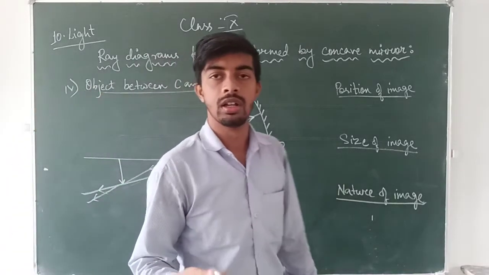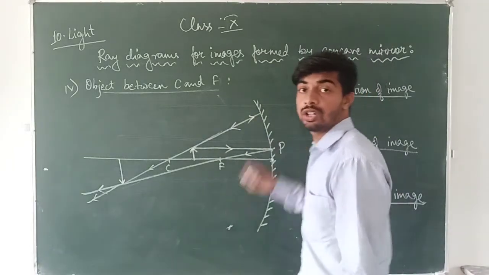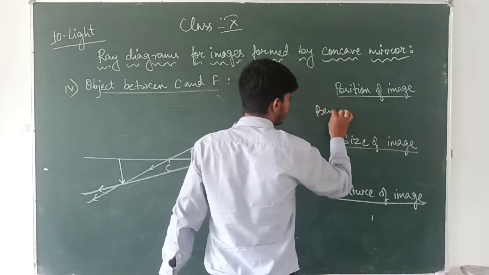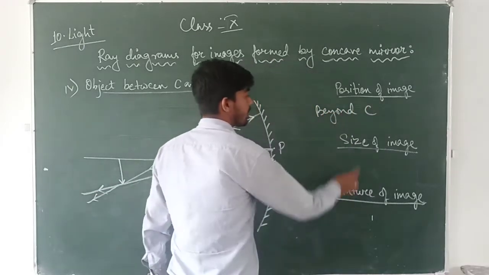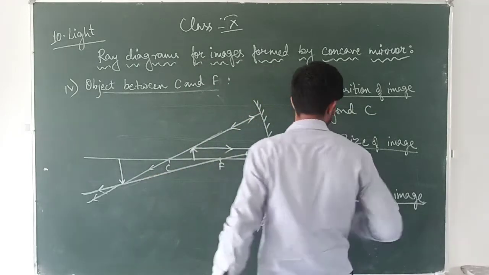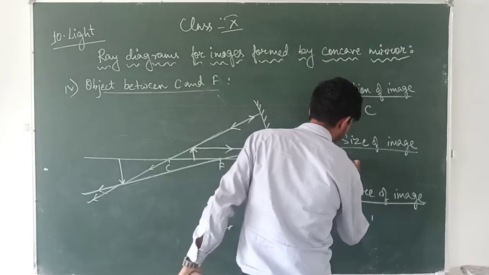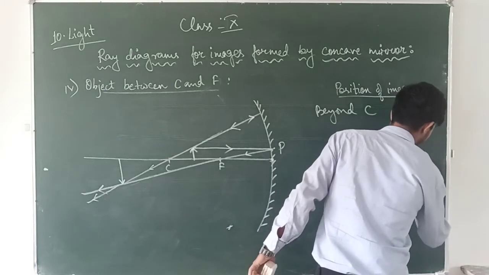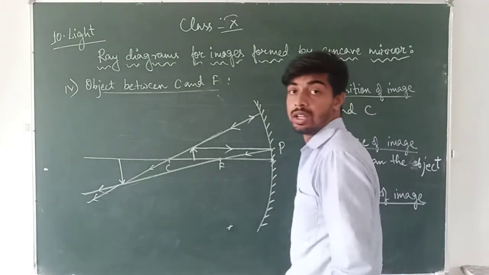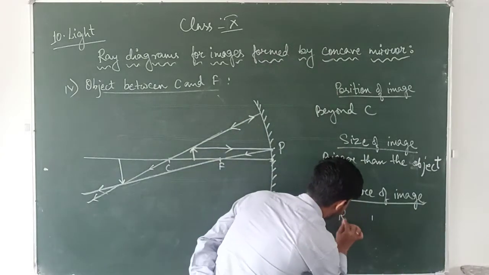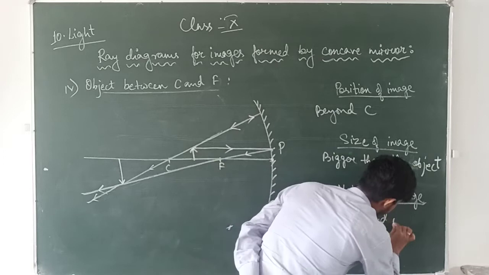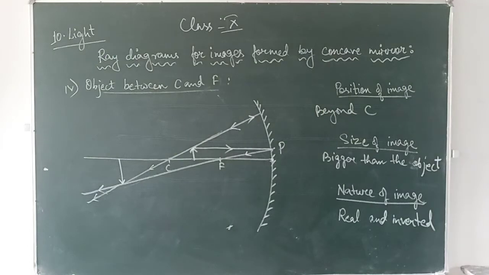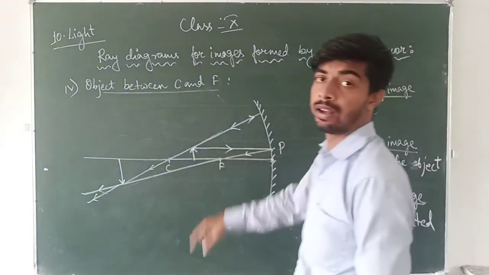As you all know, real image is always inverted. Position of image: image is beyond C. Size of image: the image is bigger than the object. Nature of image is real and inverted.